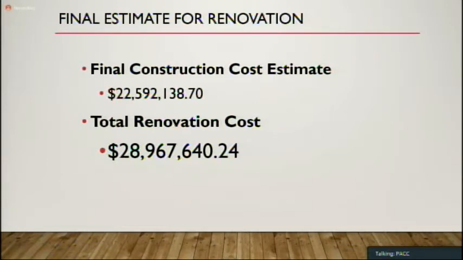So the final hard construction estimate sits at 22.5, round numbers, $1 million. And the total renovation cost, which again would include soft costs for the things you need to buy for the building, engineering, architectural fees, those kinds of related soft costs, would bring the total renovation project cost to almost $29 million, $28.9 million. So that's where that cost stands today.